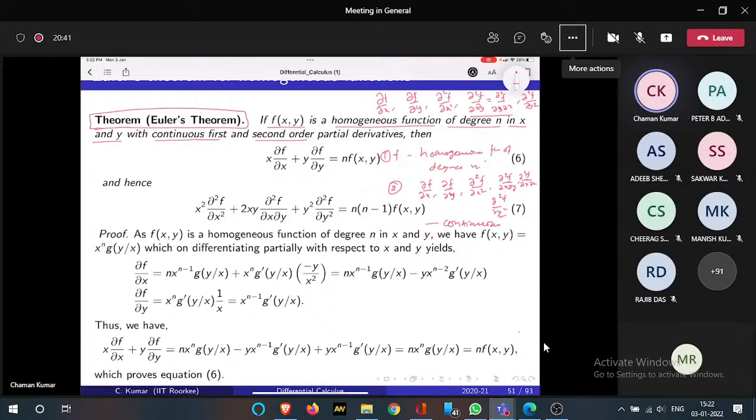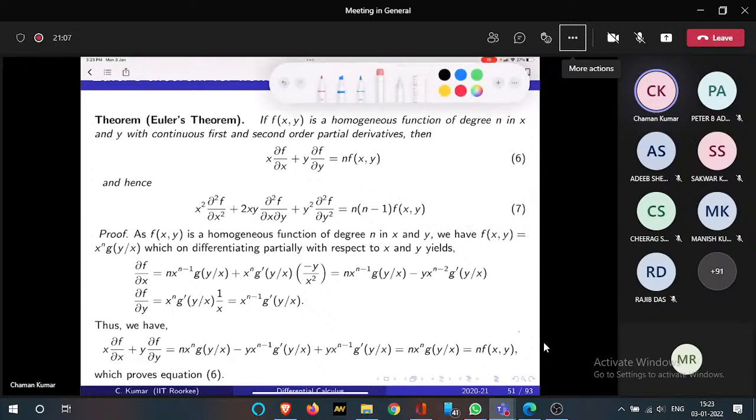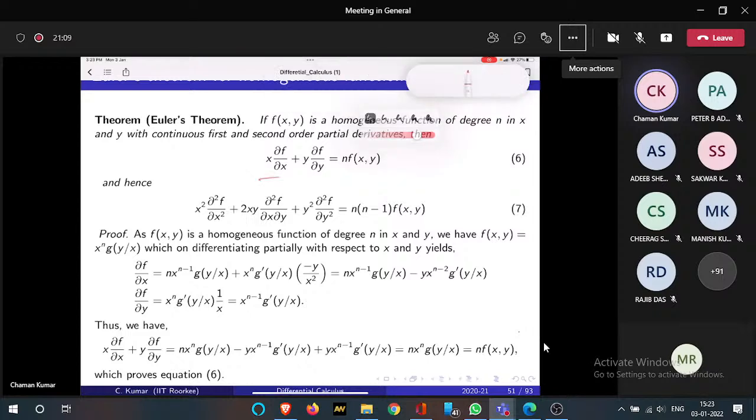Okay, so all these first order partial derivatives and the second order partial derivatives are continuous. So if these two conditions are satisfied, what are the conditions? f is a homogeneous function of degree n, and first order partial derivatives and second order partial derivatives are continuous. If these two assumptions are satisfied, then we have these two equalities given in equations 6 and 7. Then we get this one as well as this one.